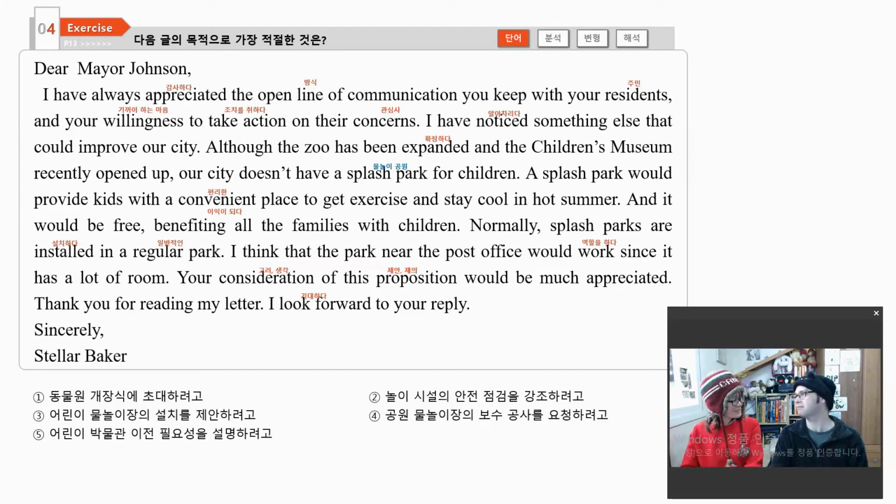Splash park. What is a splash park? It's a water park. Water park, huh? For children then? Yeah, for kids. So I imagine it would have water slides and some swimming pools and water games, maybe things like that. So children can have fun in summertime, eh? Yes, and it says that it would be free, right? So all children can participate.